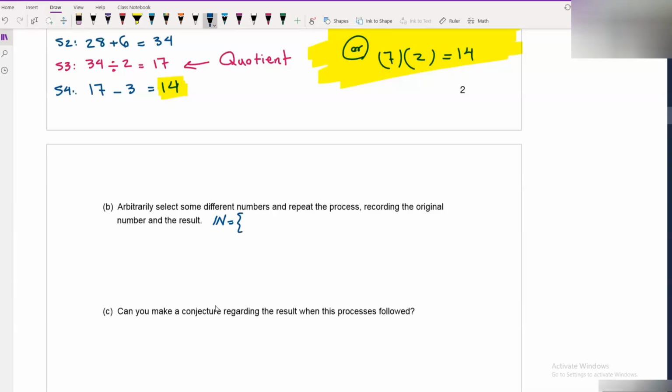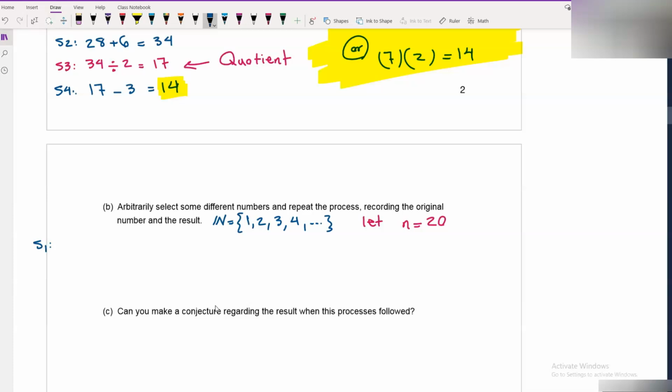So these are natural numbers starting with 1. And in part A, I had 7. Here in this case, now let's use n equal to 20. This is our original number. I'm going to follow those steps again.